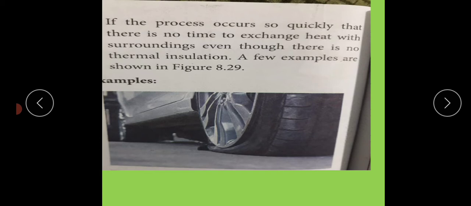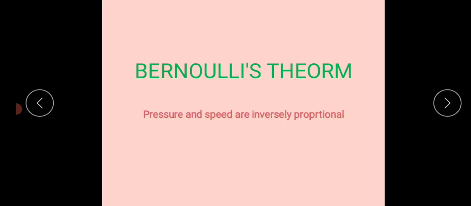At last, the cycling tire, bursting of a tube, also shows that air exerts pressure. For that I just gave some examples. The bursting of a tire is also an example of air exerting pressure. Next, these are all based on what principle? Bernoulli's theorem. What is Bernoulli's theorem?